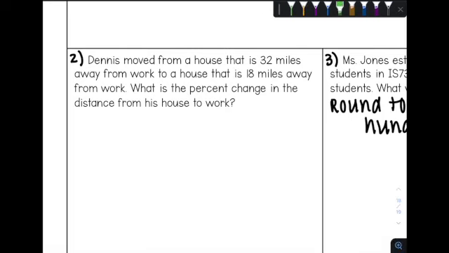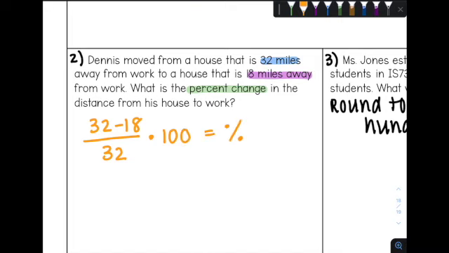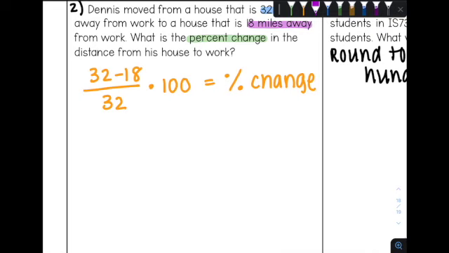So here we're trying to figure out percent change again, but now we're given that Dennis is moving from a house that is 32 miles away from work to a house that is 18 miles away. You want to find the percent change. So we have to find the difference. It's 32 minus 18. We want to compare it back to the original, and let's use the equation. So the difference over the original equals percent change over 100. Okay, so 32 minus 18, we are left with 14 over 32.